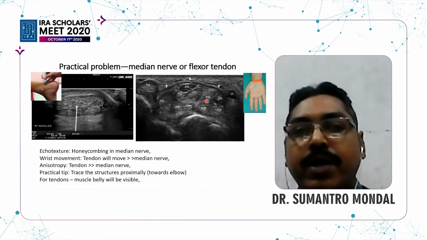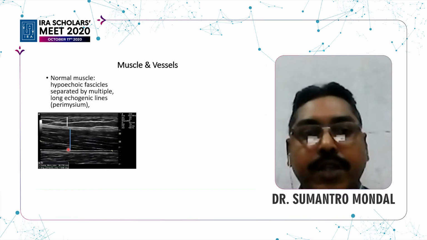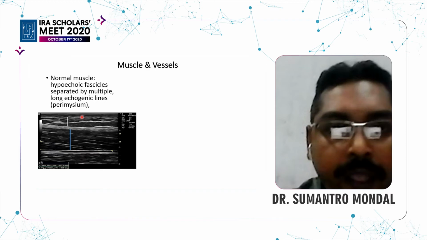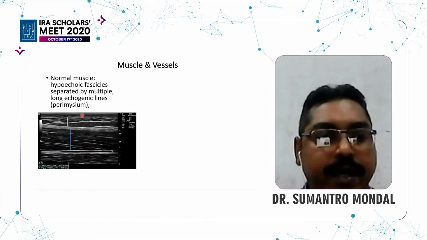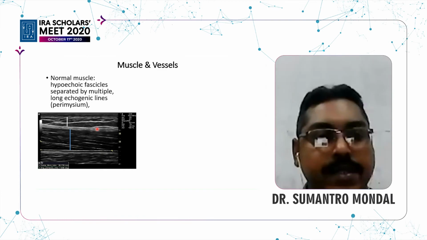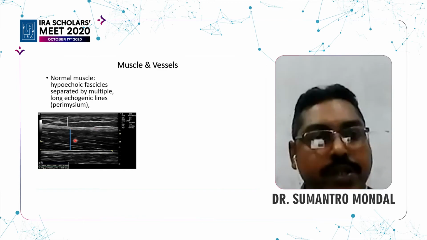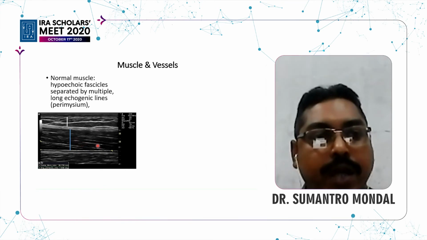And this is the normal structure of the muscle. This is the thigh muscle. This is the rectus femoris. This is the subcutaneous fat, and the most superficial is the skin interface. And this is the muscle fascia, the hyperechoic structure. The muscle has hypoechoic fascicles which are separated by multiple long echogenic lines. This is known as the perimysium.